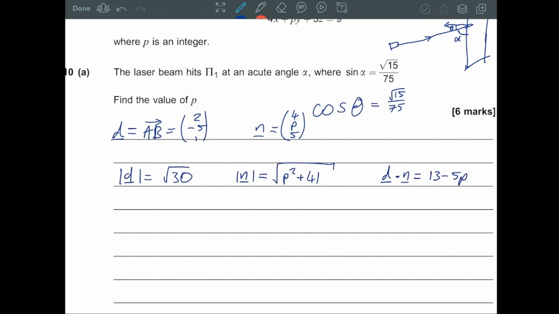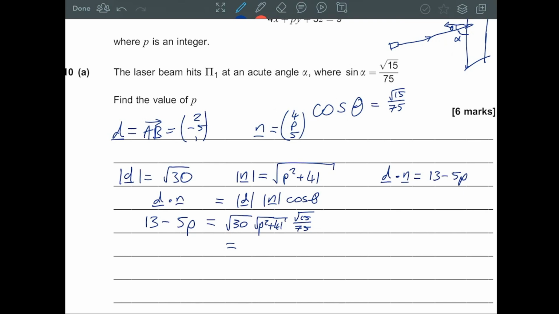Just a quick mental check that I haven't done anything foolish there. So then the dot product formula tells me that 13 minus 5p, in absolute value, is equal to mod D mod N cos of the angle. I should probably tell the examiner where that came from. So D dot N equals mod D mod N cos theta. This I now need to try and solve, which is not going to be pleasant whatsoever.